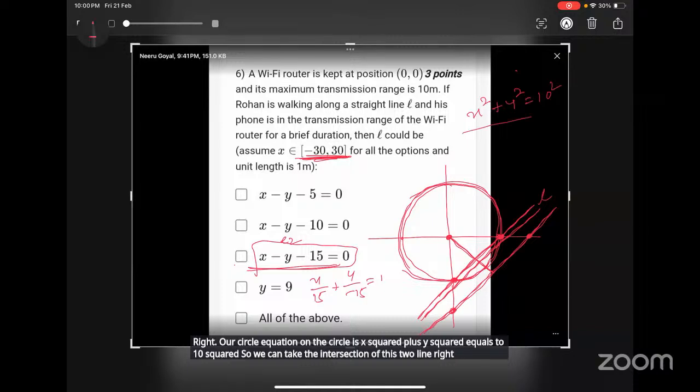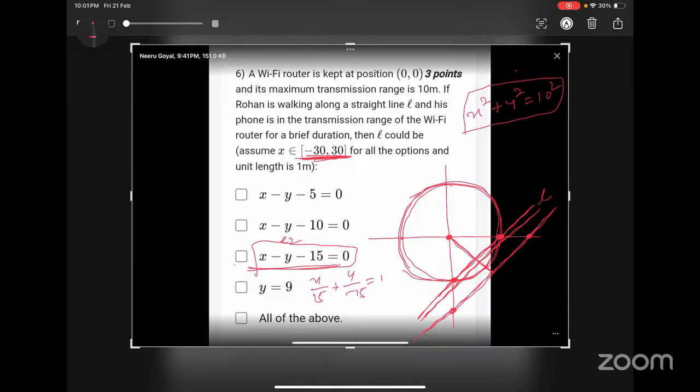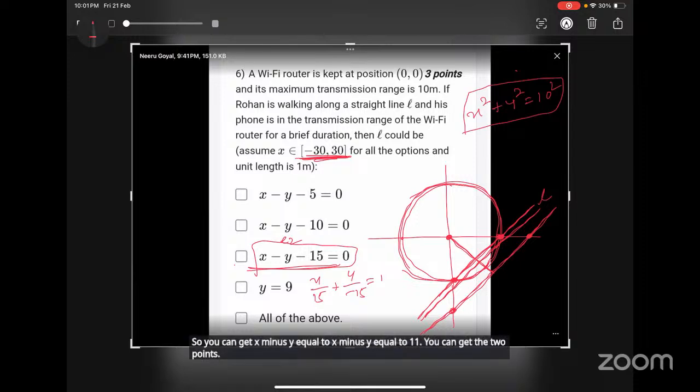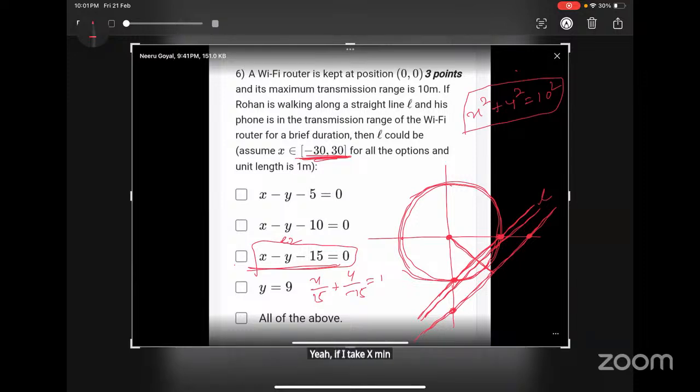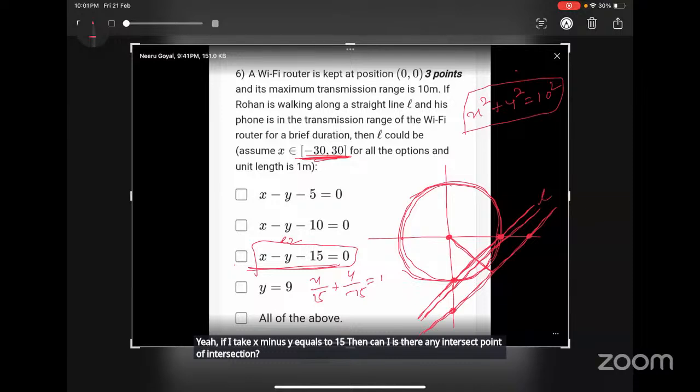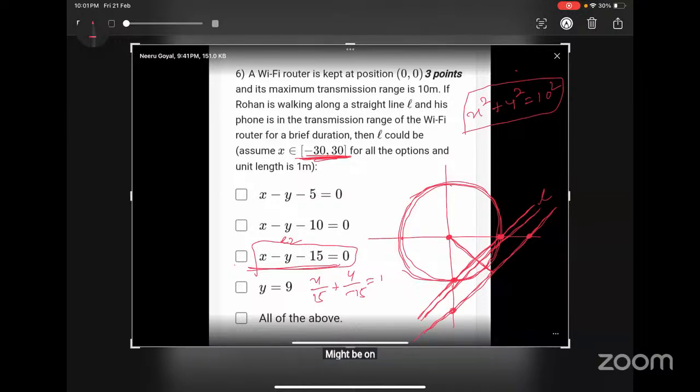This line and this. So can we find any point of intersection? You can get x minus y equal to 11, and you can get the 2 points. If I take x minus y equals 15, then is there any point of intersection? Might be or may not. I am not asking you to guess, I am asking you to check it.